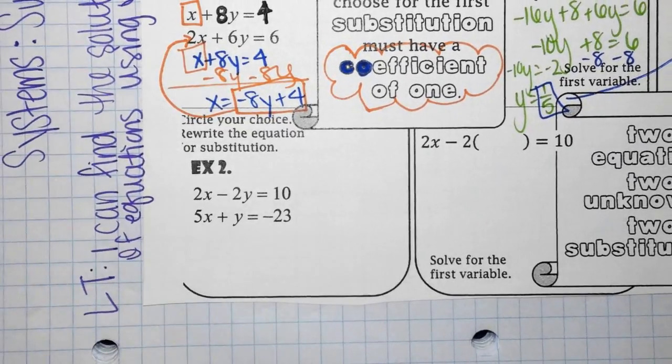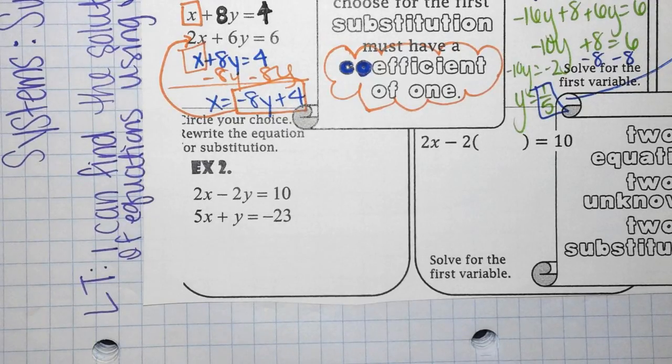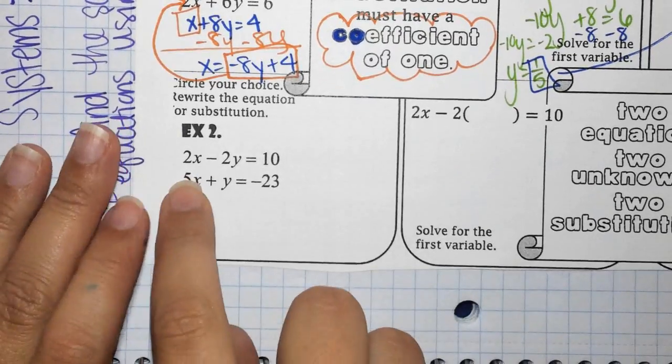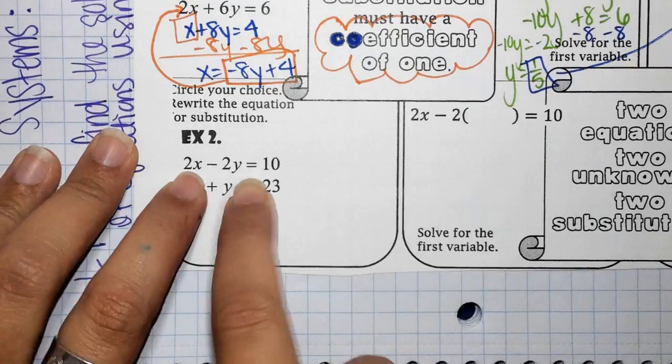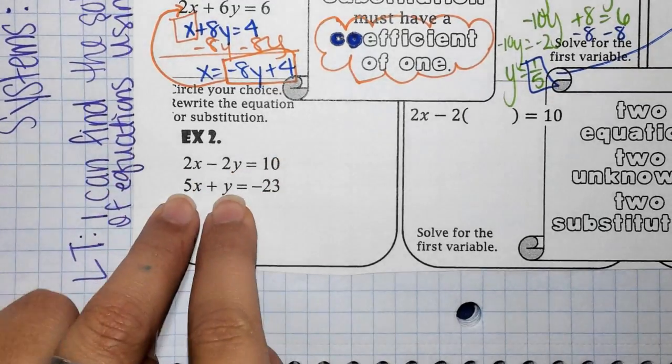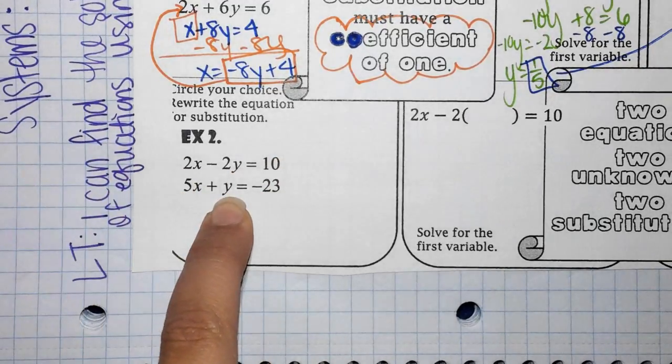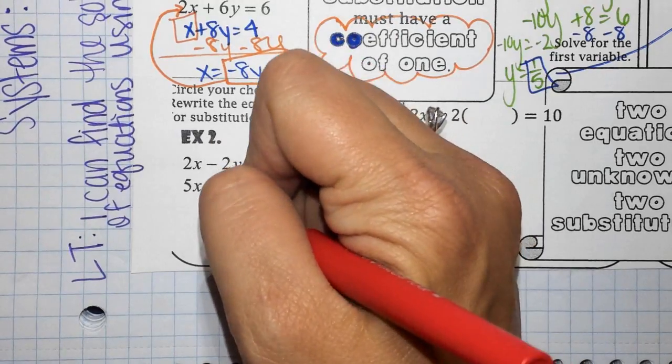All right. Example 2. Now remember, we look for the variable that has a coefficient of 1. So in our first one, do we have a coefficient of 1? What are both of the coefficients? 2. In this one, do we have a coefficient of 1? For which variable? Y. Put a box around y.